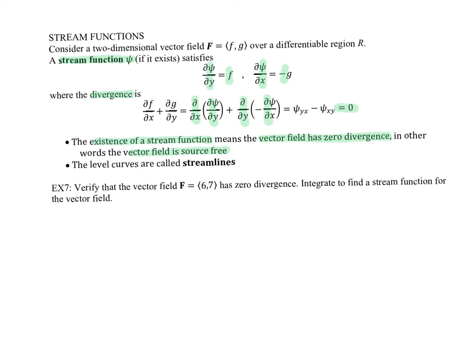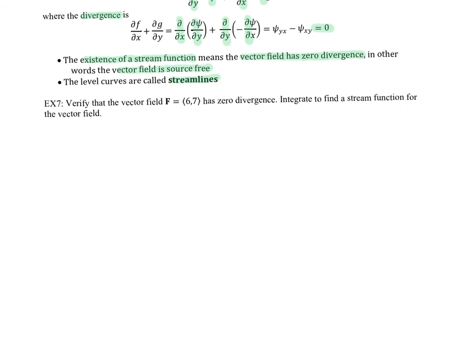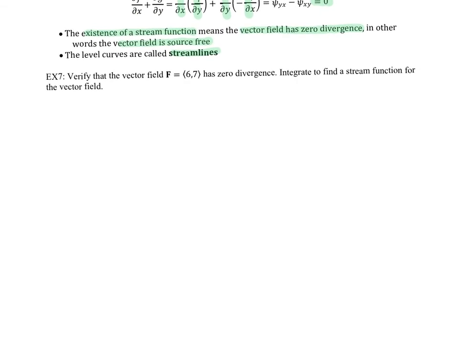And we call the level curves of this stream function, remember, we had level curves from our potential function, these level curves are called streamlines. In example 7, we're going to verify that this vector field has 0 divergence. Once we do that verification, that tells me that this stream function will exist. Then we're going to integrate to find our stream function for this vector field. The process of finding the stream function is similar to the process of finding a potential function. You integrate, then you have this constant that you have to solve for, so you differentiate.